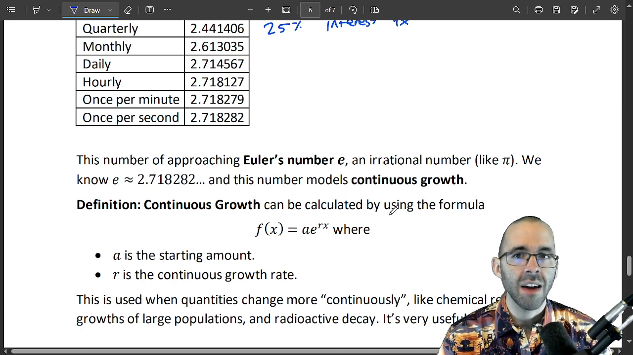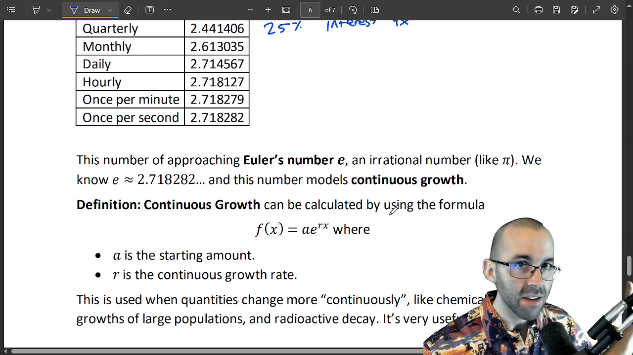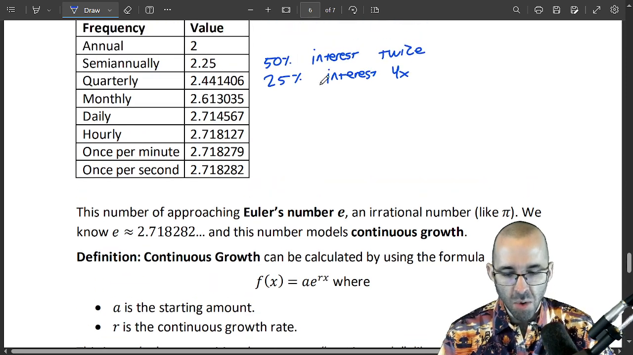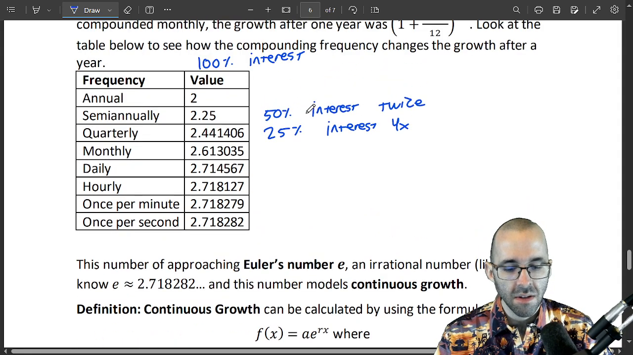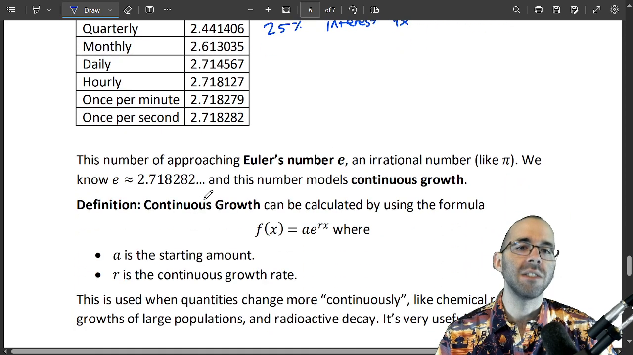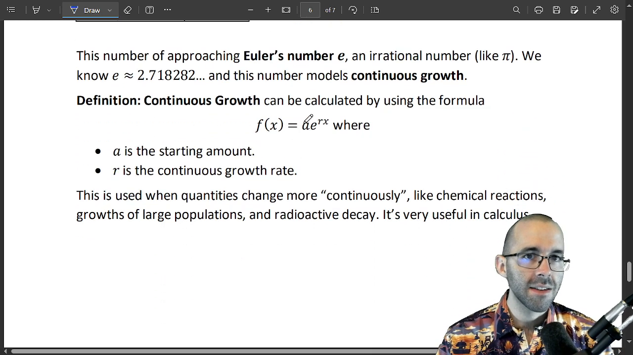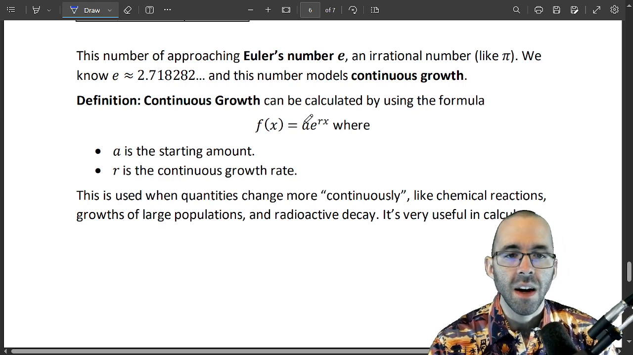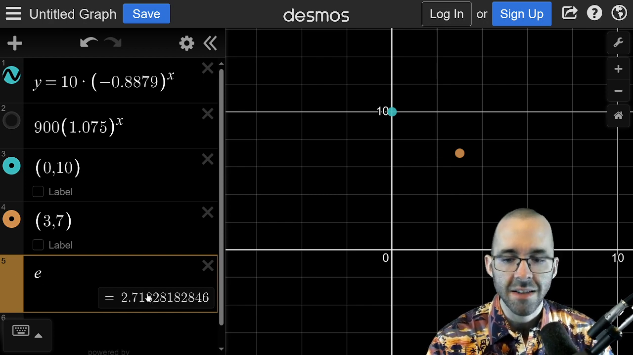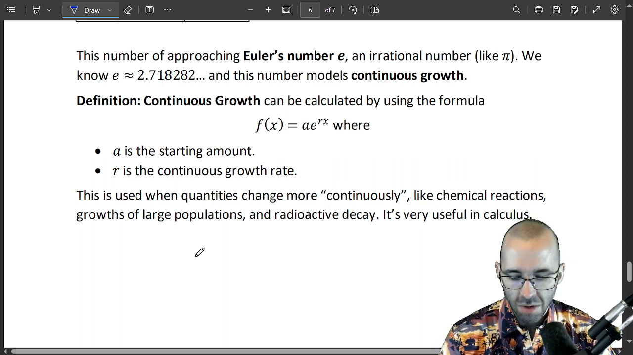So if it's not growing every day, but it's growing continuously, every moment is different than the moment before. But again, the more often something grows, the less it's going to grow at any given moment. So we model that with continuous growth, and that uses this E. Your calculator will have an E button on it, probably close to the pi button. In Desmos, you can just type in E, and it tells you that that's a number. So we're going to be using E a little bit here and more in calculus for continuous growth.